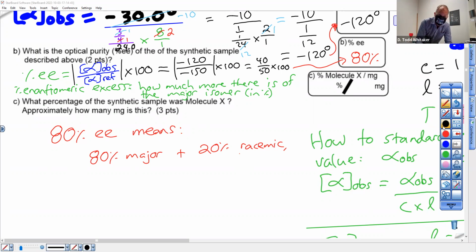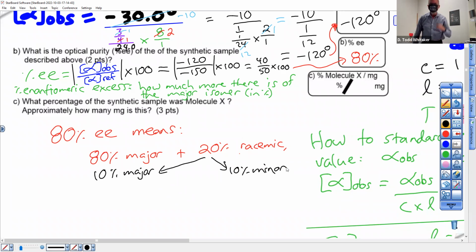Equal amounts of two enantiomers. Doesn't that mean there's 10% more major from the racemic portion? And the only source of minor is from the racemic portion. So 90% major, 10% minor. And they want major in milligrams and percent. We got the percent. Well, isn't 10% easy to do?